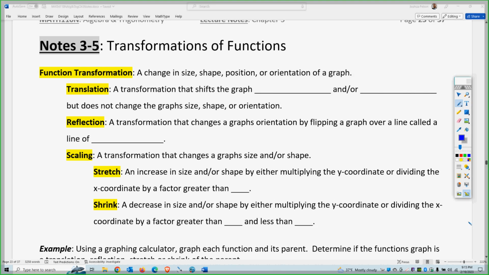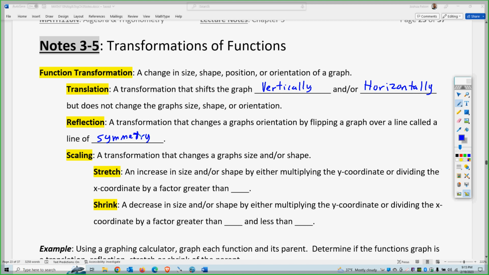So first is a translation, which is when you move it up, down, left, and right, or vertically or horizontally. Okay, so that's adding and subtracting to the outside for vertical, adding and subtracting to the inside for horizontal. So reflecting is when you change them over a line of symmetry. Typically that's just going to be the axis itself.